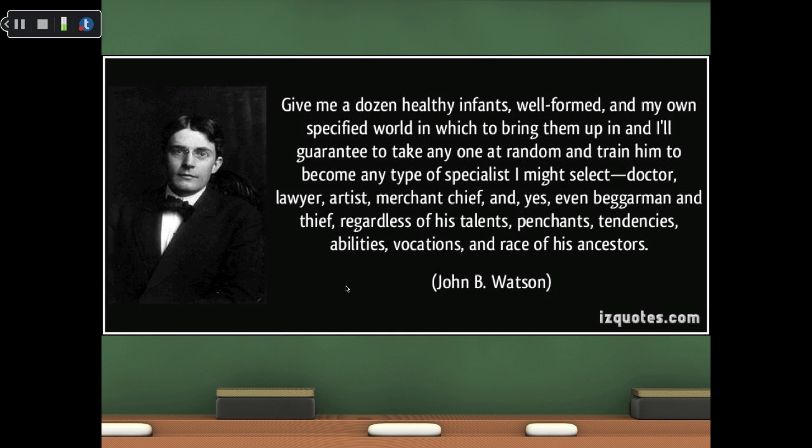So this is quite controversial, and as you read it, you might see why. But John Watson believed that you could make anything out of anyone based on how you raised them and what environment you provided for them. And so we're going to go on into conditioning and what conditioning is, and maybe you can think about this quote as we go through the next 2 lecture series and see what you think about it.